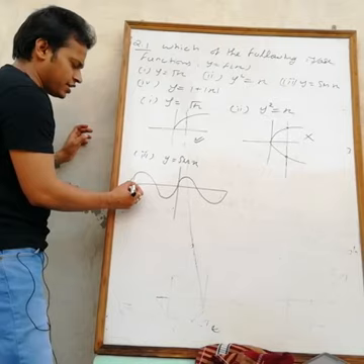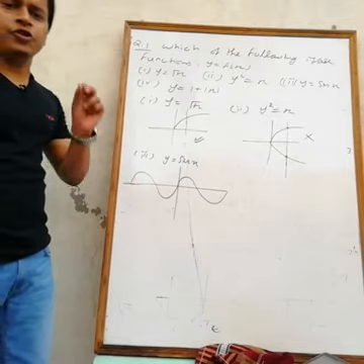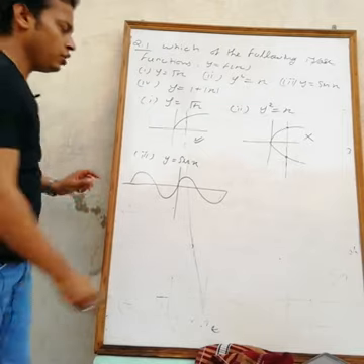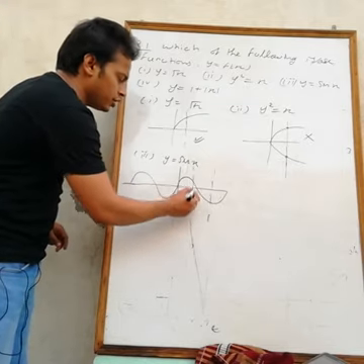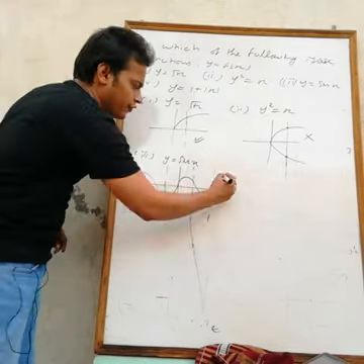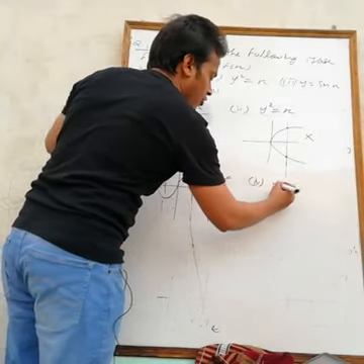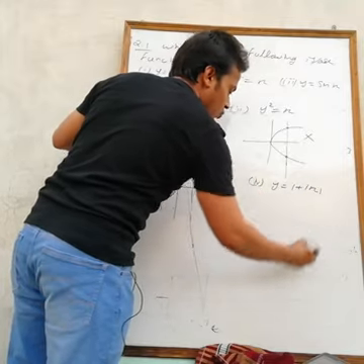This is the graph of sine x. Now again, if you draw any vertical line, you will get only one point of intersection. Only one point of intersection, then this also represents a function. And the fourth one, finally, y equals 1 plus mod x.